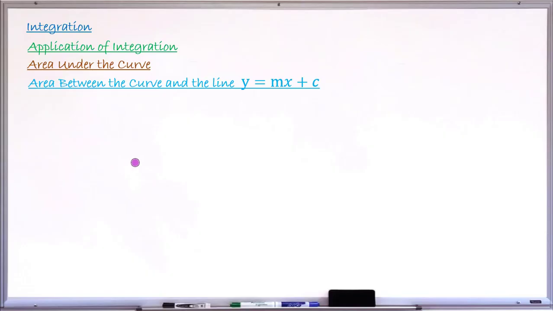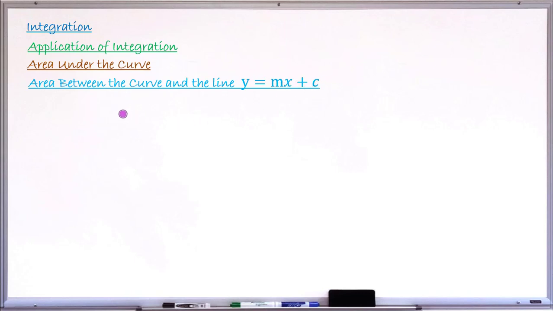My dear student, in our previous lesson, you learned how to find the area between the curve and the x-axis. In this lesson, we are going to take the other part of it, that is the area between the curve and another straight line y = mx + c.